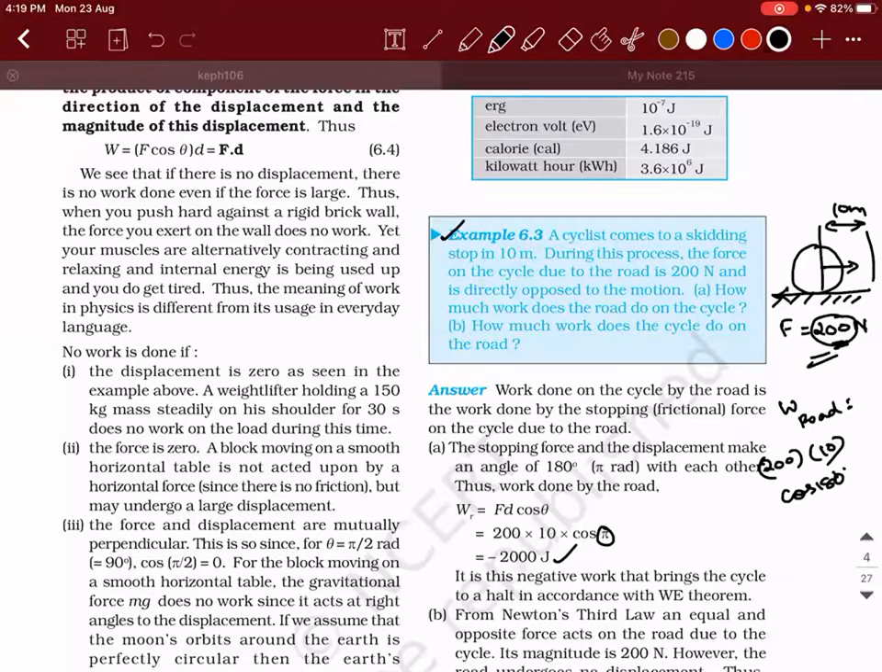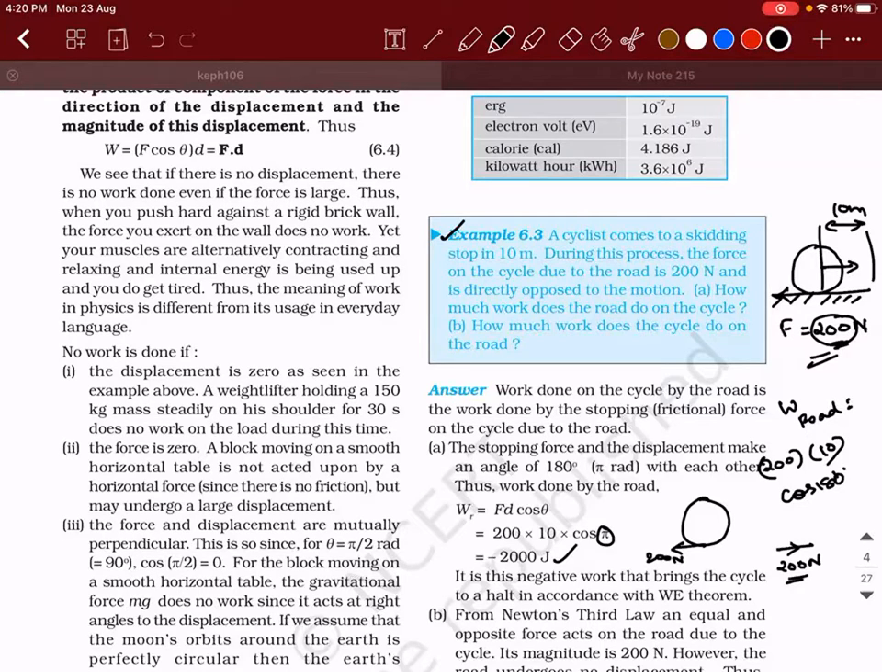How much work does the cycle do on the road? I told you, friction is an action-reaction pair. So if the force exerted on the wheel by the road is 200 Newton, what will the wheel try to exert on the road? It will try to exert the same 200 Newton because it's an action-reaction pair. So can I say that the work done by the cycle on the road is also 200 J?